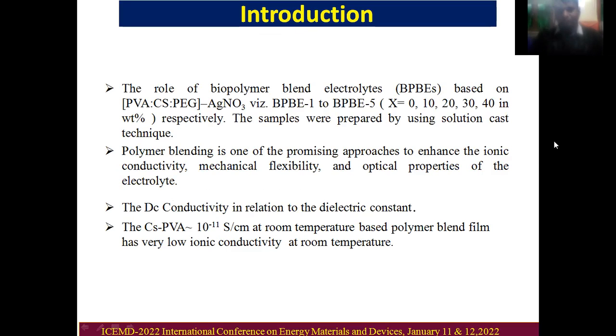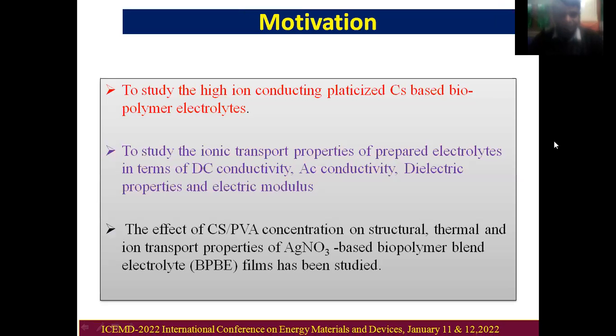Biopolymer blending is one of the promising approaches to enhance the ionic conductivity, mechanical flexibility, and optical property of the electrolytes. Motivation: to study the high ion conducting plus size CS based biopolymer electrolyte and the ionic transport property of the prepared electrolyte in terms of DC conductivity, AC conductivity, dielectric property, and electric modulus, which is a very useful characterization.